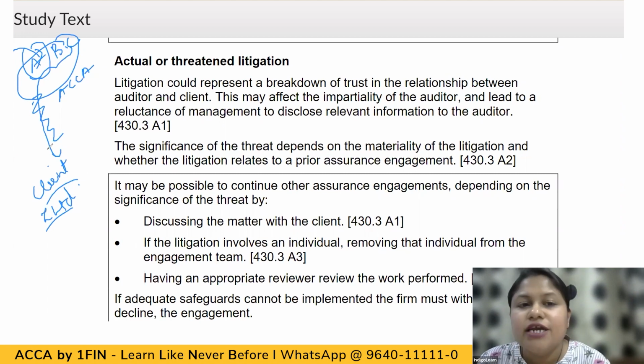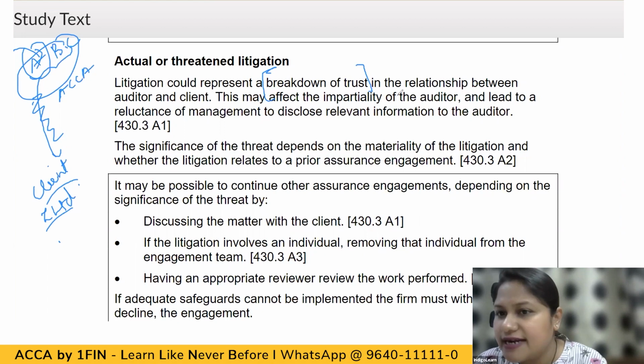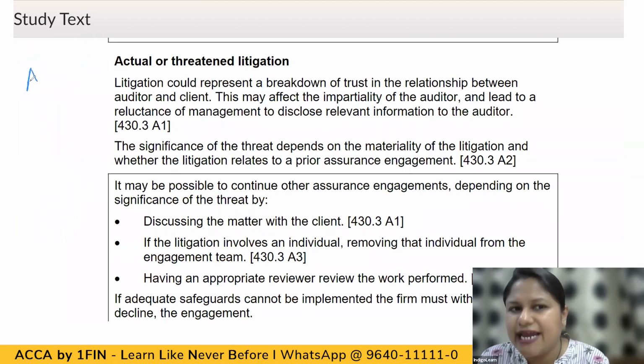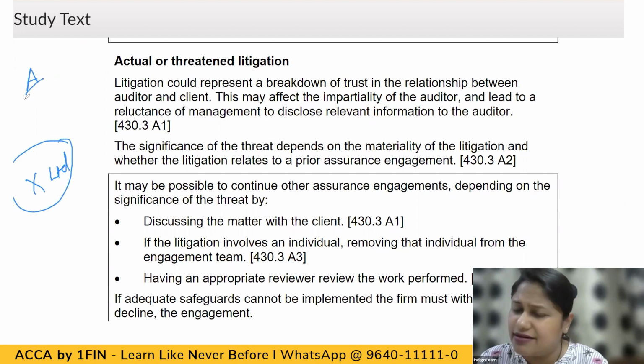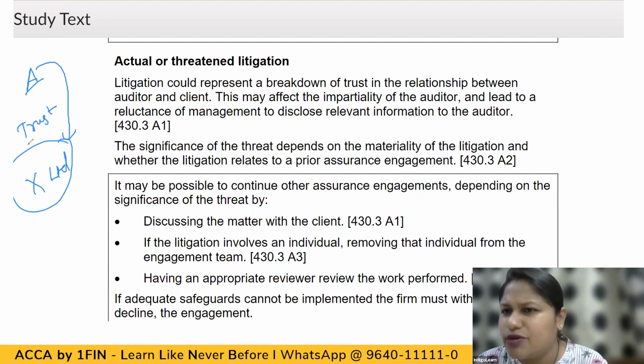Yes. Got it? So litigation could represent a breakdown of trust. Because you did something, now Z Limited doesn't have trust in you. It's a breakdown of trust in the relationship between auditor and the client. This may affect the impartiality of the auditor and lead to the reluctance of the management to disclose relevant information to the auditor. Now, when you know that A has done something wrong, do you think Z Limited is actually going to reveal all the information to A easily now? No, because the trust which was there has now broken down. So now, for everything A is going to ask, Z will not be that interested in giving the information. Because of which it will affect the impartiality of the auditor. The auditor will get biased.